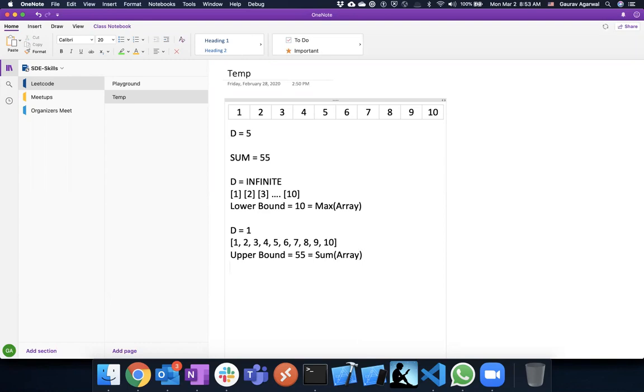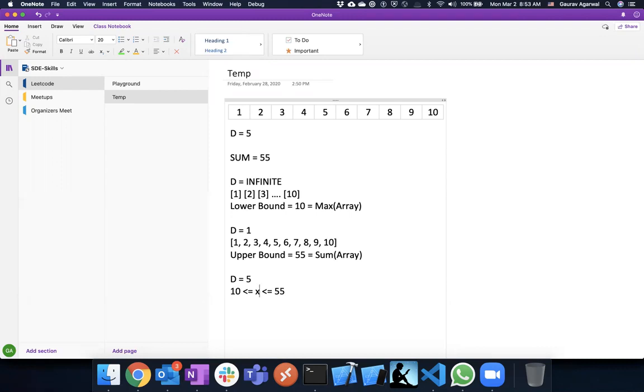Now, since D is not infinite and D is not 1, it's somewhere between 1 and infinite. In this case, our D is 5. We already know the lower bound, which is 10 in this example, and the upper bound is 55. X is the capacity of the ship. How can we figure out what the capacity is given the constraint?